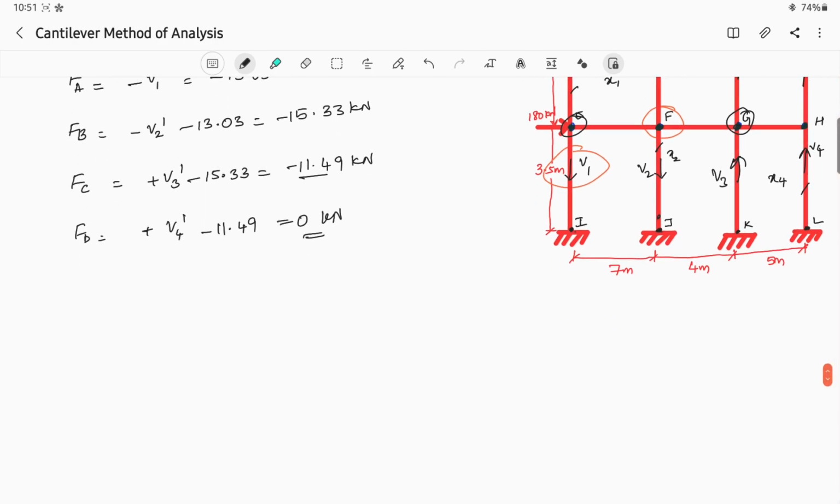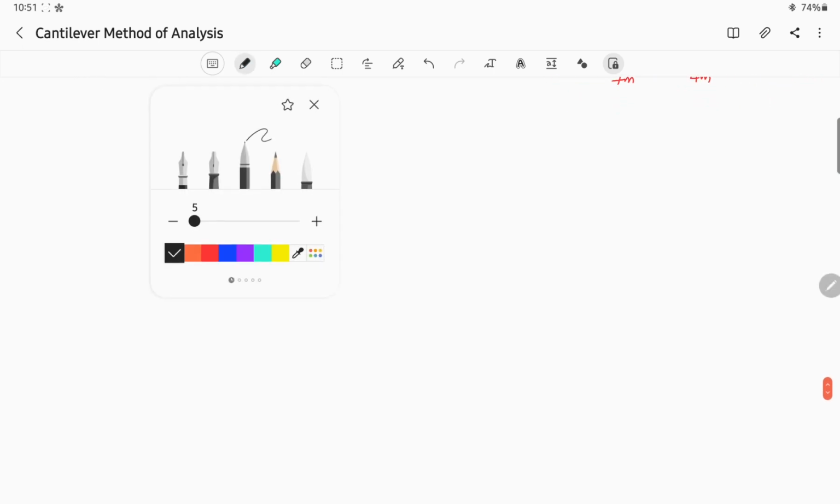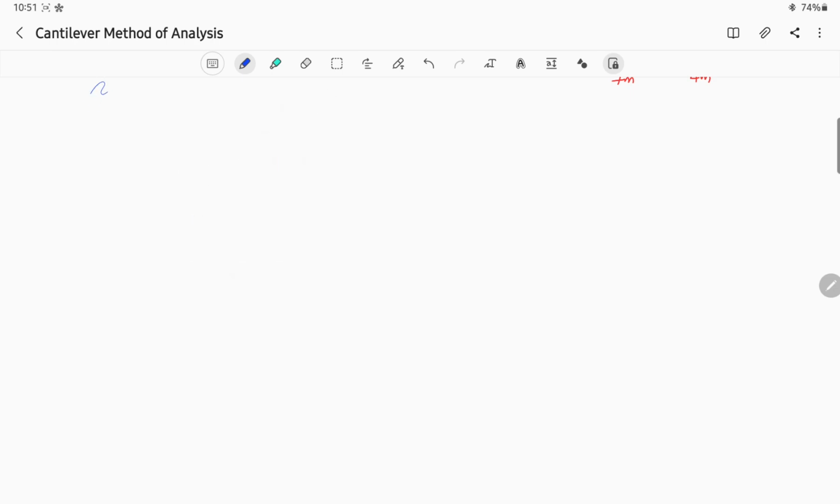Okay, next we will go for the fifth step, that is the last step of this problem, step 5, which is moment at the end of beam. So this is the final step in which we will be calculating our moments at the end of beam.